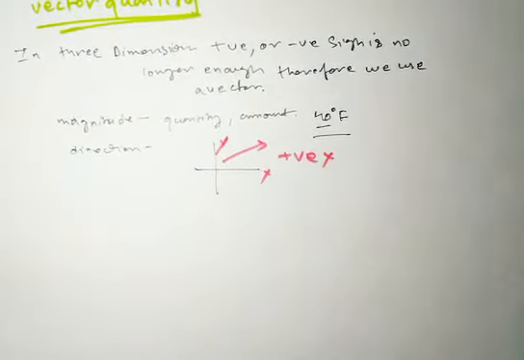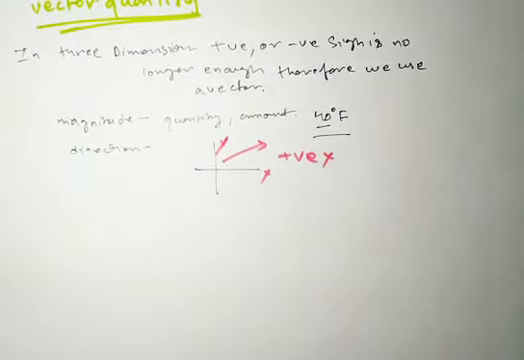So moving on, some examples of vector. What are the examples of vector? Displacement is the simplest example of a vector. Velocity and also acceleration.